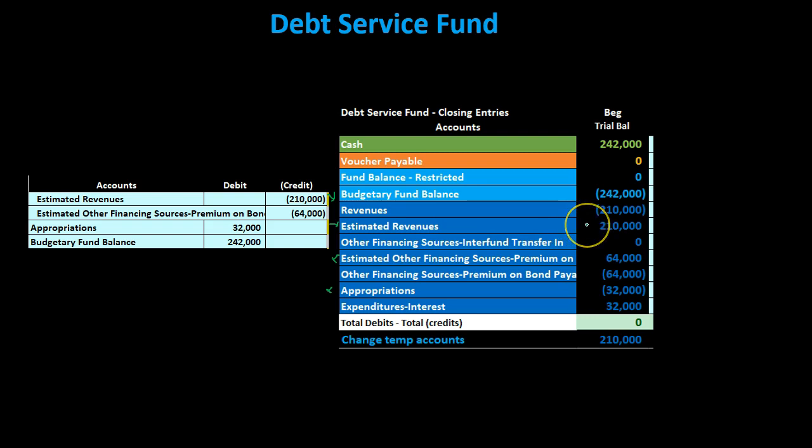So we're just going to do whatever we have to do to make these accounts go down. Here's the estimated revenue. It's got a debit. We're going to credit to make it go to 0. Here's the estimated other financing sources. It's got a debit. We're going to credit it. Then we have the appropriations. It's got a credit. We're going to debit it to make it go down to 0.